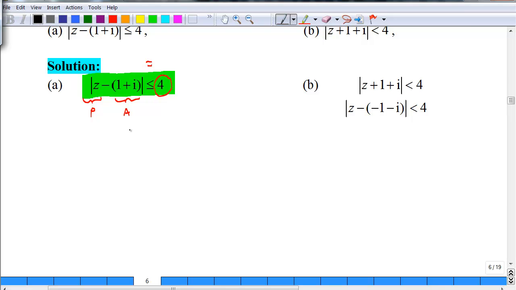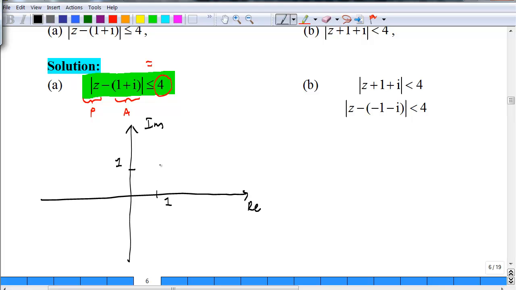You need to draw the circle first, the imaginary and the real. Alright, the center of the circle, we're already quite familiar with this, is actually (1, 1). So 1 here, 1 here, so this is the center of the circle, (1, 1). Alright, and the radius is 4. So drawing the circle properly, the radius is in this form.